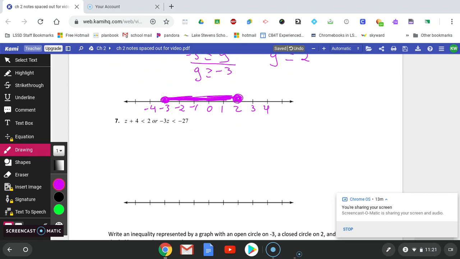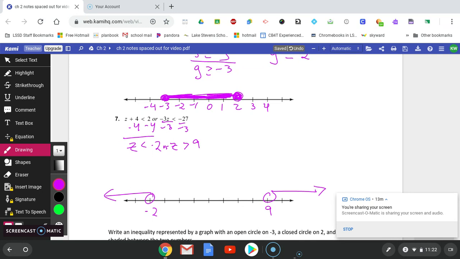So in this one, it's an or, so we can just treat it like 2 separate problems. So we'll subtract the 4 on both sides. We'll divide both sides by negative 3 on this one. Don't forget to flip the direction of your inequality sign and join it by the word or. So we have z is less than negative 2 or z is greater than 9. So I've got negative 2's down here. 9 would be up here. Less than negative 2 would be an open circle, arrow to the left. Greater than 9 would be an open circle, arrow to the right. It's an or, so we care about where it works for one or the other. It doesn't have to have an overlap region, so there's nothing that I need to erase.